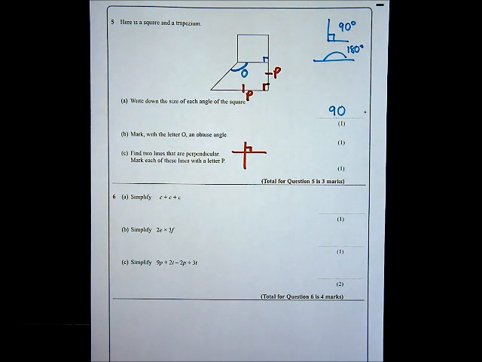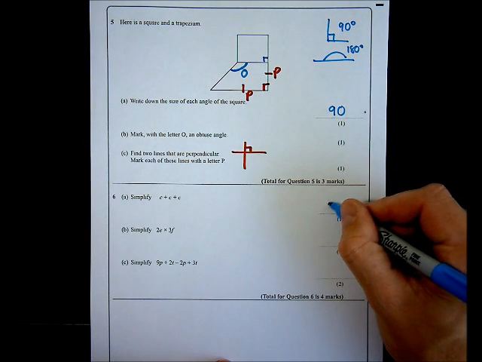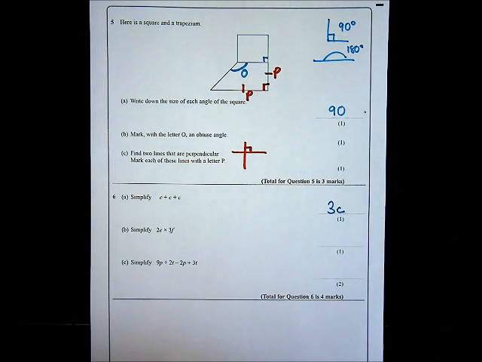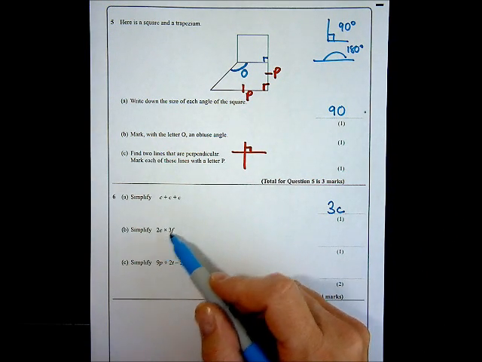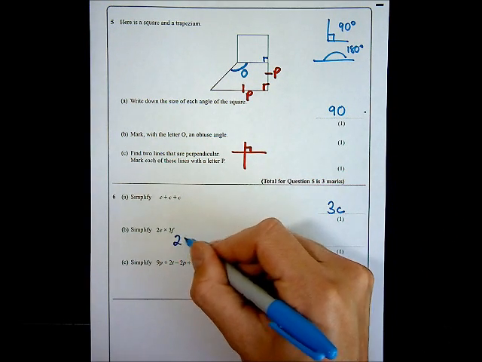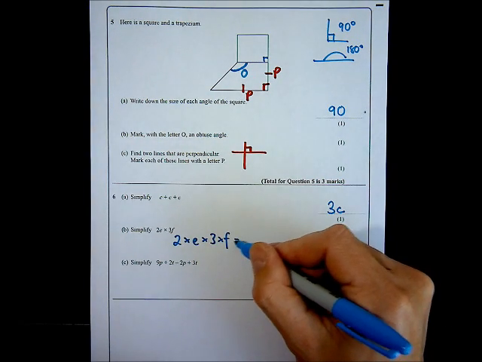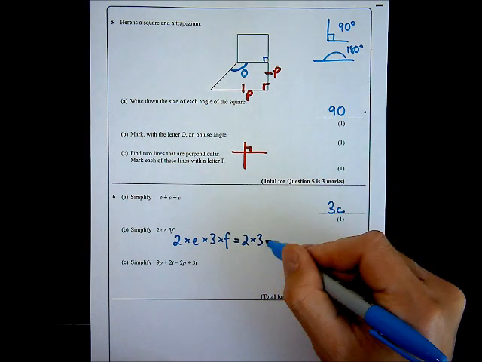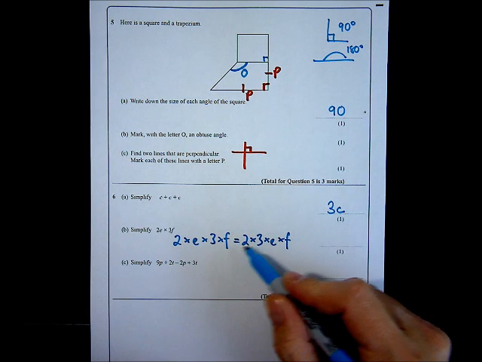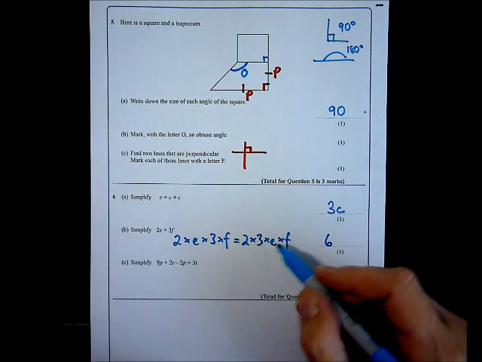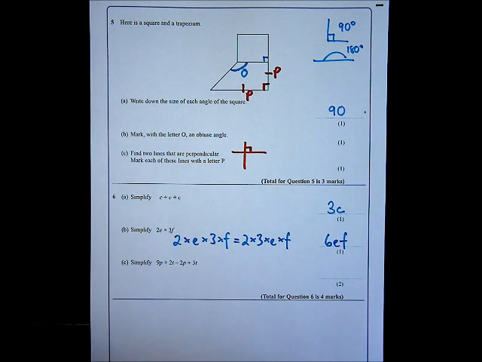In question 6, I'm told that I need to simplify c add c add c, and that would be 3 lots of c or 3c. In 6b, I'm asked to simplify 2e times 3f, so that would be 2 times e times 3 times f. And I can rewrite that as 2 times 3 with the numbers first, times e times f. And that can be simplified to 2 times 3, which is 6. e times f is ef, and there are no multipliers in my answer.